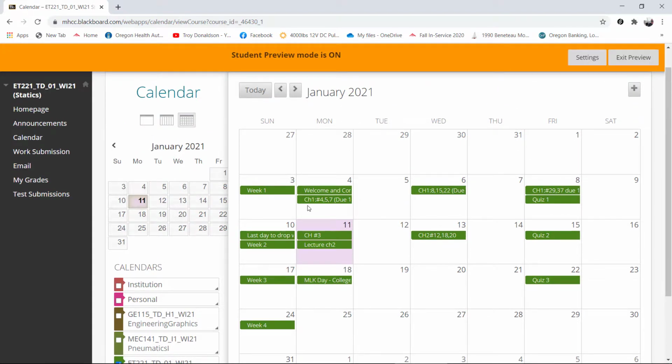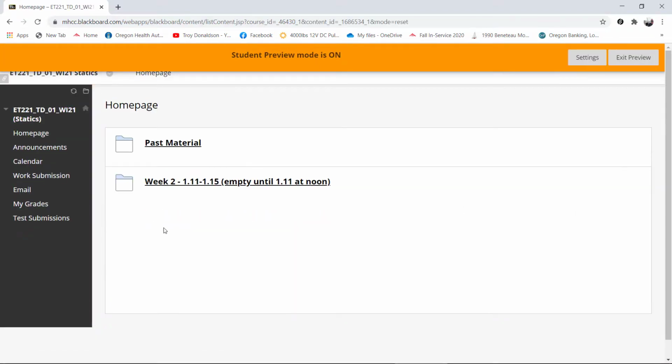And I do fill in the homework in this area. We're going to have a quiz here. So yeah, the calendar should give you some flow. It does say there's a lecture on chapter 2 here. But that's how you can kind of keep track of what week we're in. And it'll be normally the only week on the home page.